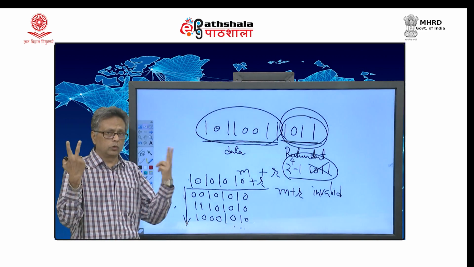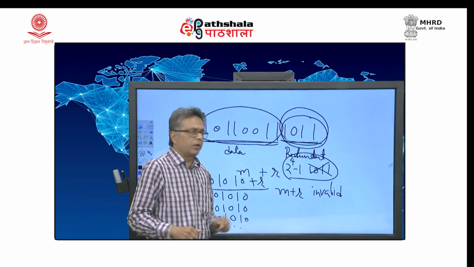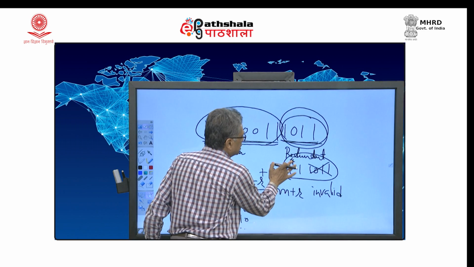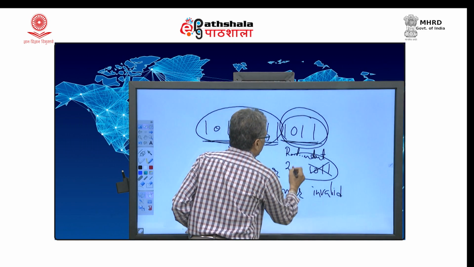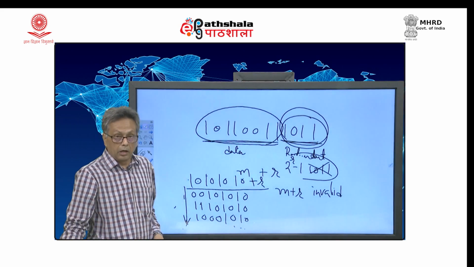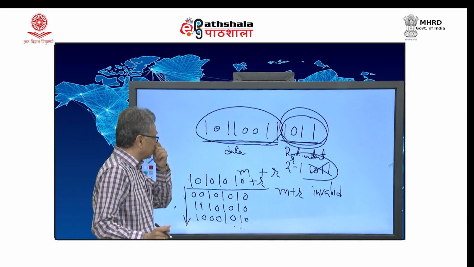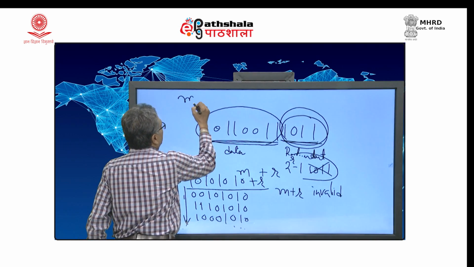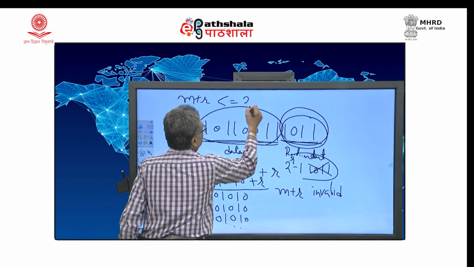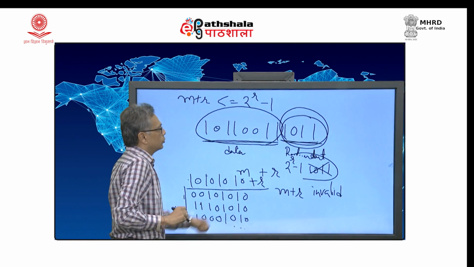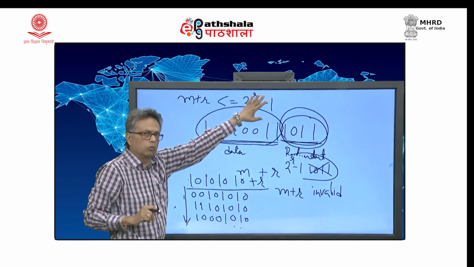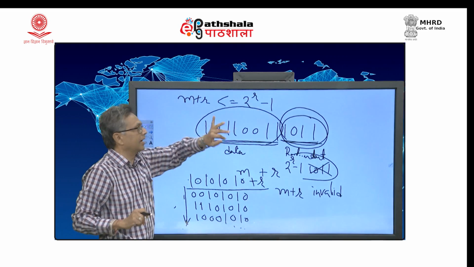Okay. Now, we have two things: we want minimum m plus r invalid values, and the maximum invalid values that we have is 2 raised to r minus 1, where r is the number of redundant bits. Okay. So, my equation is something like this: I need minimum m plus r, what I can get is 2 raised to r minus 1. So, I must get more number of values than actually needed, or at least equal to. So, I must get this value of r, I know what is m.